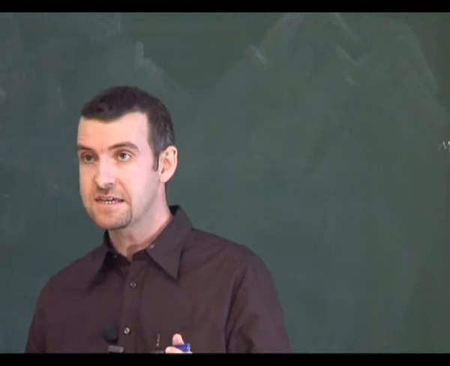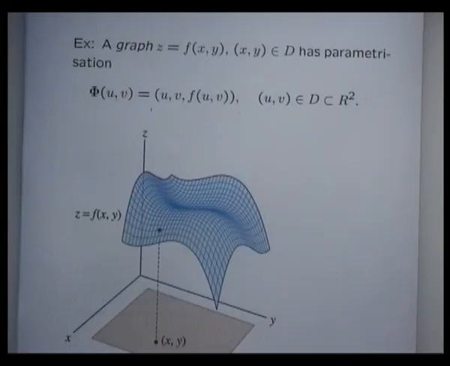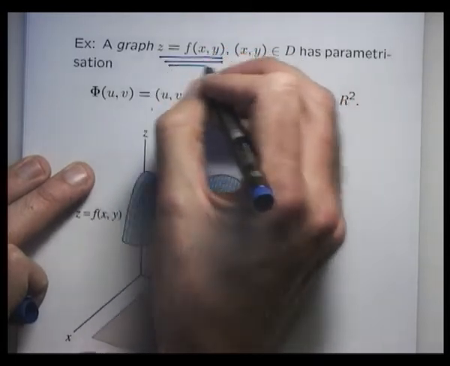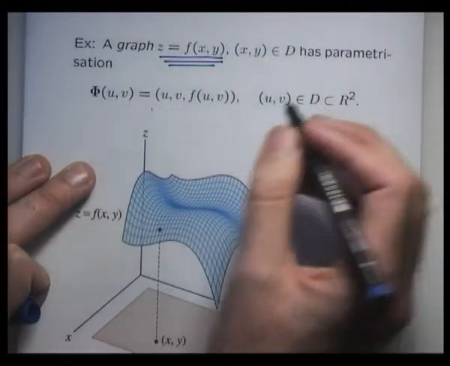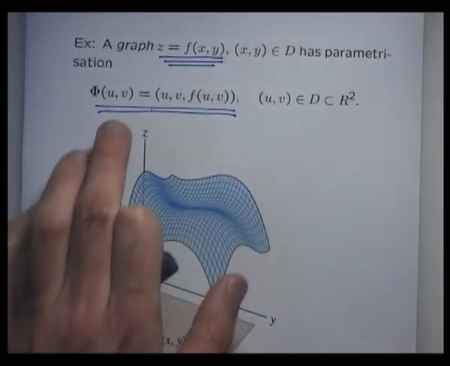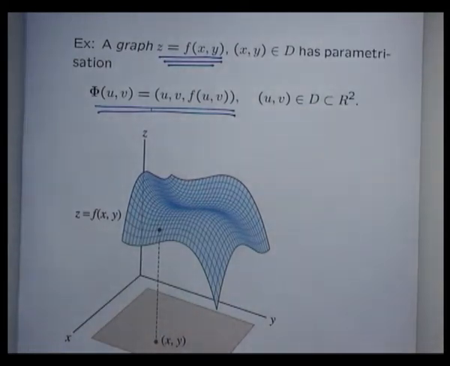All right, so this is the type of surface that is very common. A graph of this type has a parametrization, as you would expect, given by this phi here. Now, you can think of this as a generalization from what you already know, a function of one variable, to a function of two variables.